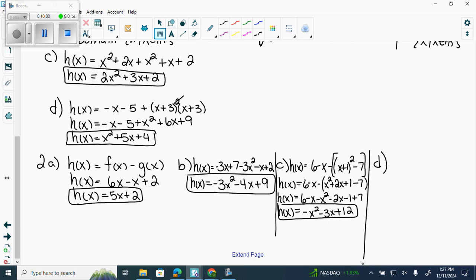And then D, we just get cos x minus 4. Yep. x plus 1 squared is x plus 1 times x plus 1, which is x squared plus 2x plus 1.